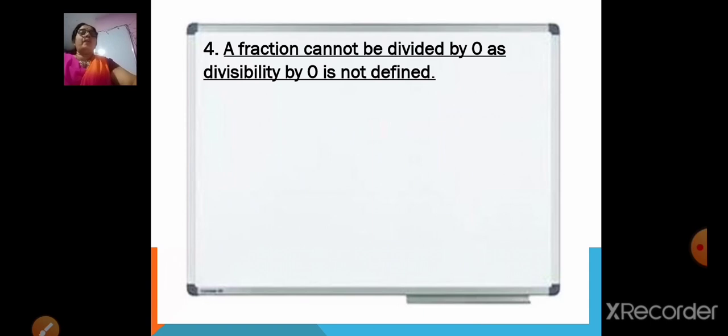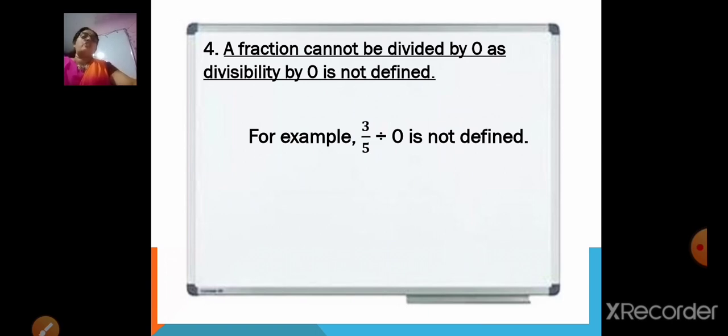Now your fourth property is, a fraction cannot be divided by 0 as divisibility by 0 is not defined. So we can say that any fraction, if it is given as divided by 0, it is not defined. It is not possible, you can say.